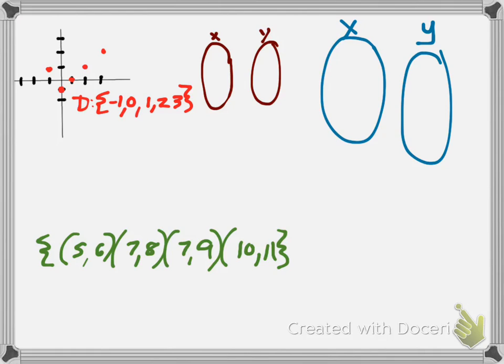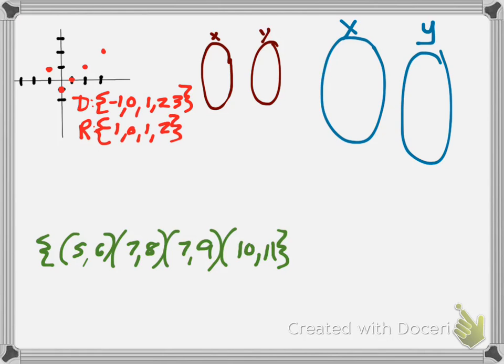And then for my range, I'm looking to find my y values. So I'm going to call that R. So the R values, or the range values, are starting as low as -1, and then 0, 1, and 2. So I only have those numbers showing up. So -1, 0, 1, and 2. And that's my domain and range.